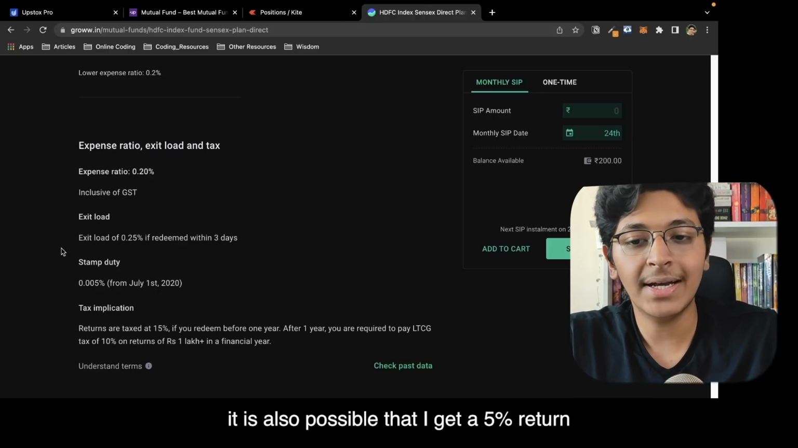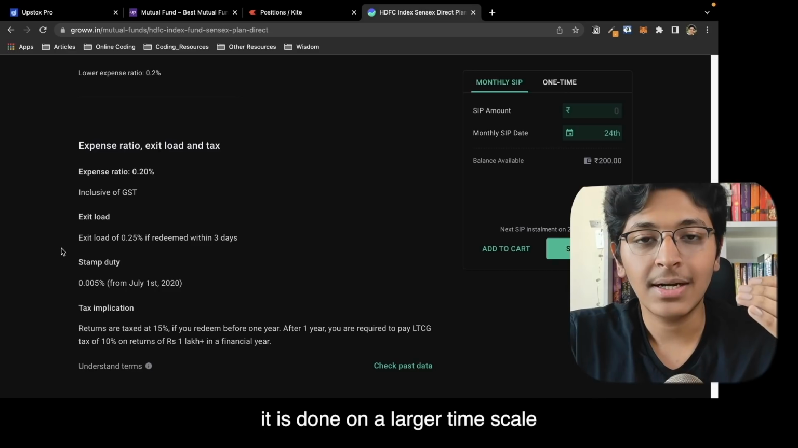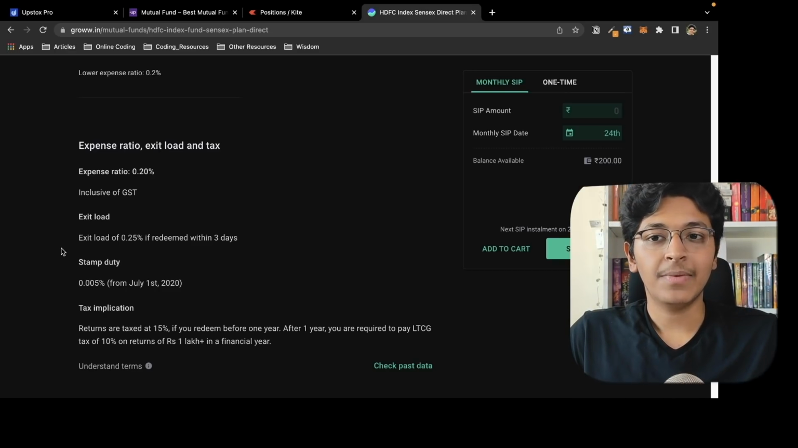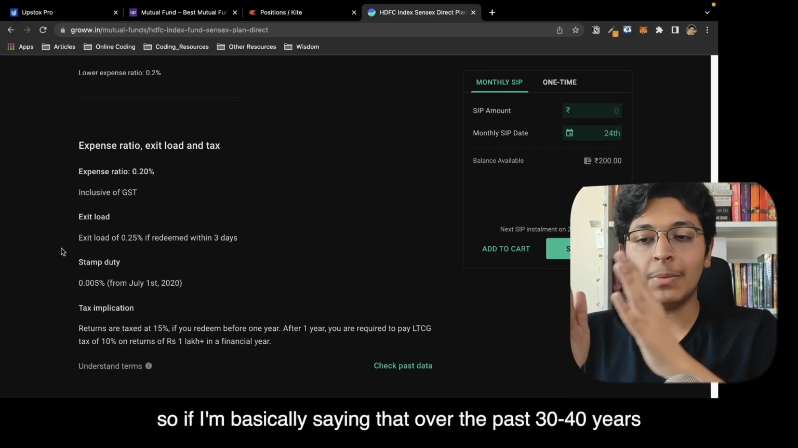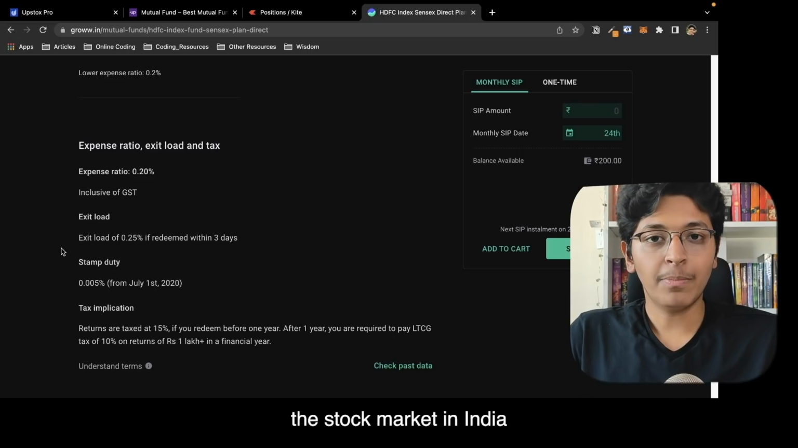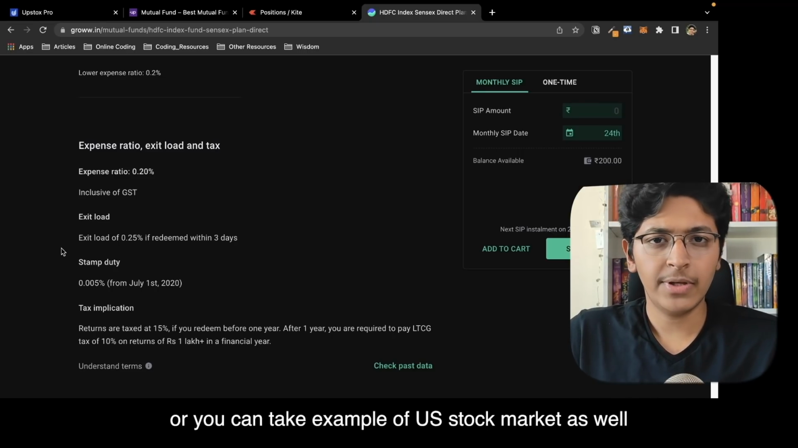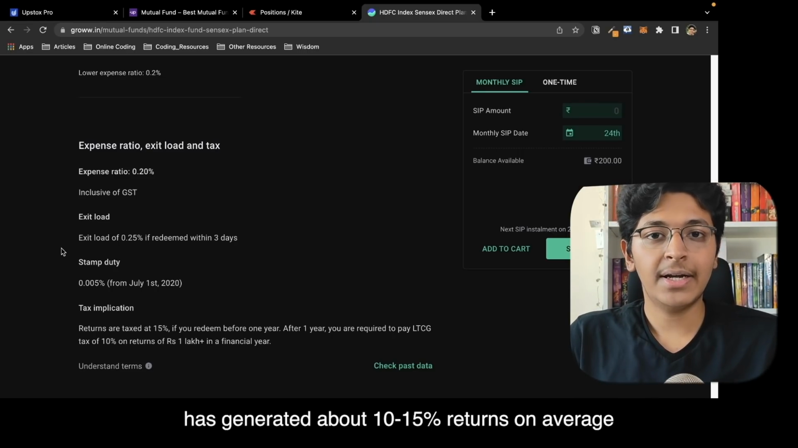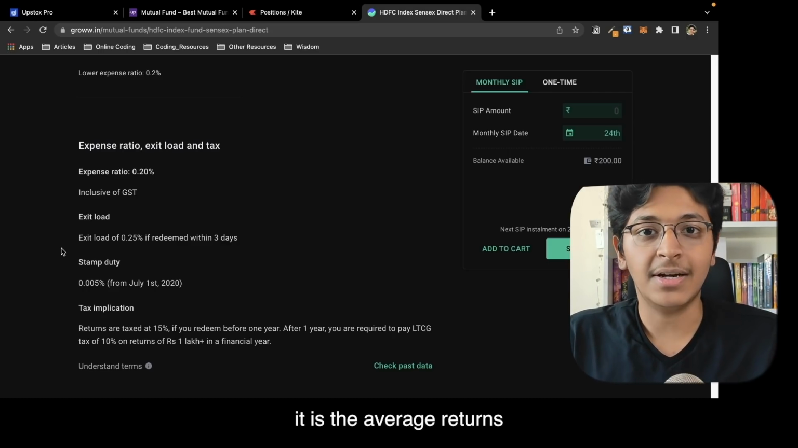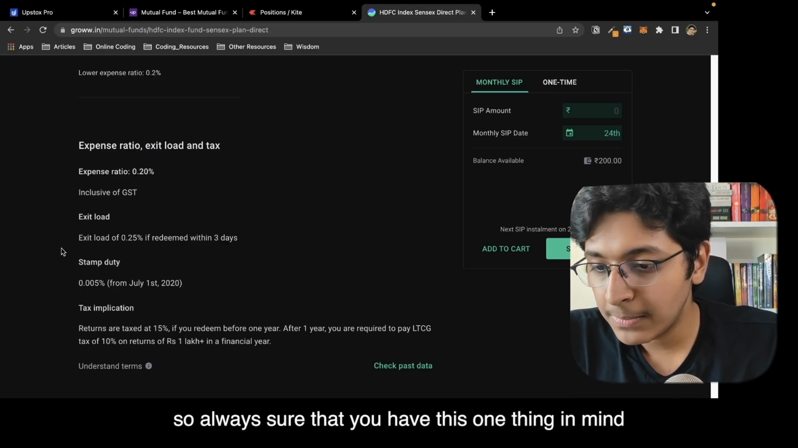It is also possible that I get a 5% return. It is done on a larger time scale, right? So if I am basically saying that over the past 30 to 40 years, the stock market in India, or you can take an example of the US stock market as well, has generated about 10 to 15% returns on average. It is the average returns. So always make sure that you keep this one thing in mind.